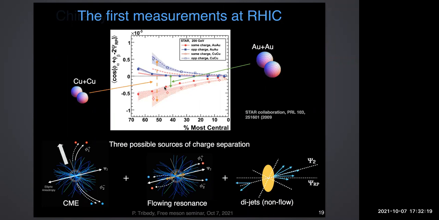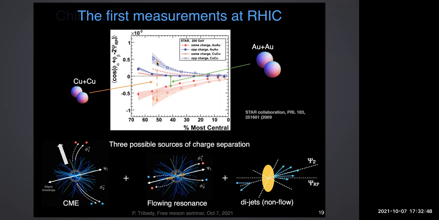So that's the first observation, which indicates that this observation of charge separation is consistent with exactly what you would expect for CME. But because we cannot distinguish, you also have to associate the process of background, which is due to this resonance that I told you. And we don't know which one is causing it.